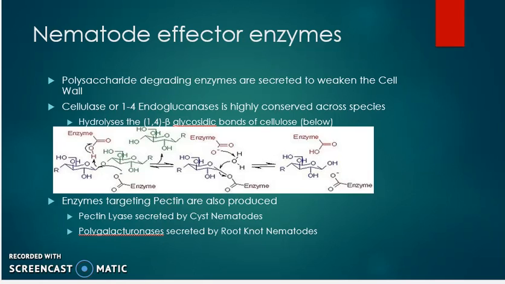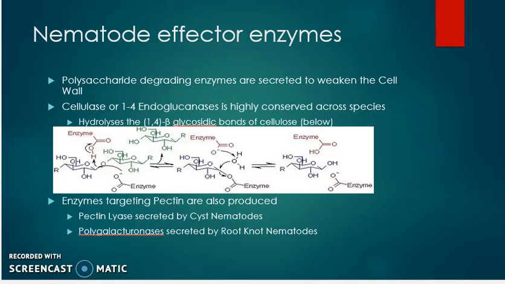The first of these, the 1,4-endoglucanase, aka cellulase, was one of the first enzymes to be identified in root knot nematodes. Since then, the glycosyl hydrolase family has been identified in several species and is highly conserved. The cellulase acts by hydrolyzing the 1,4-beta-glycosidic bonds of cellulose, effectively breaking it down. This family of enzymes has also been shown to have similar hydrolytic activity for hemicellulose and xylan components, causing further cell wall degradation.